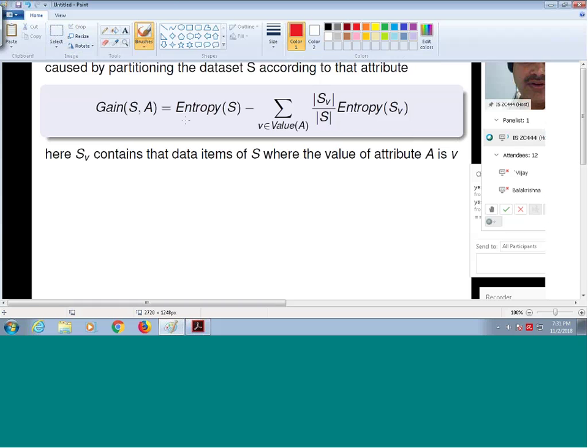The pen has some problem. 0.94. So you understand this?